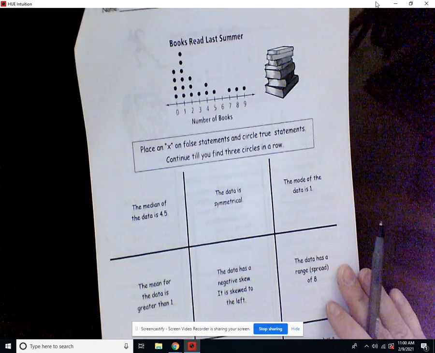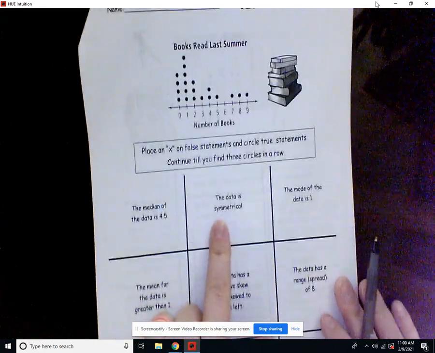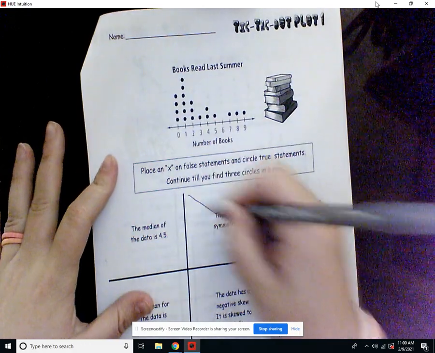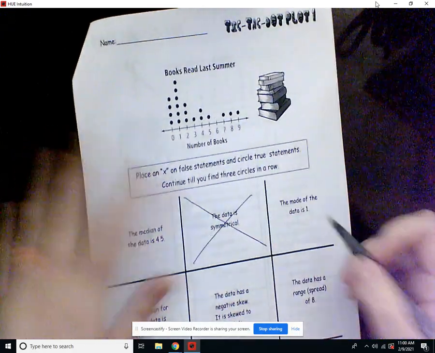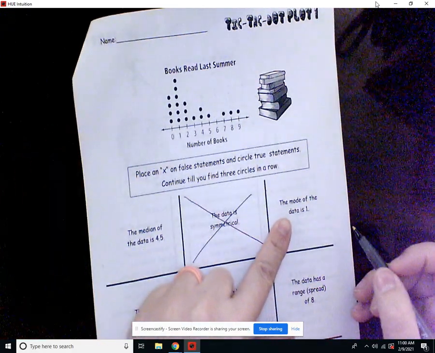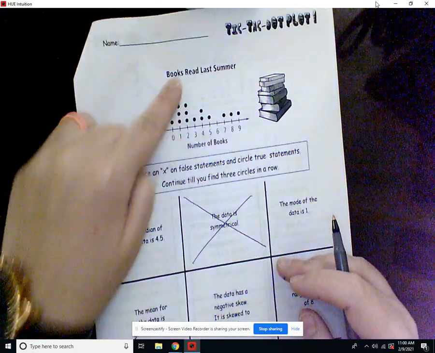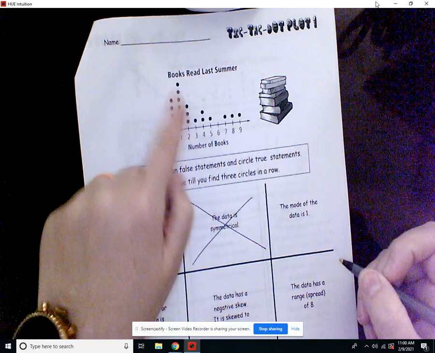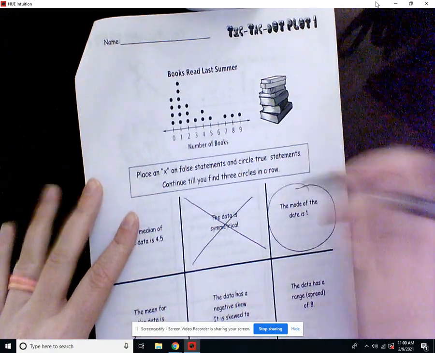So I'm going to start with some easy ones first. So is the data symmetrical? Remember, that's where if you cut it in half, it's the same. That is false. The mode of the data is 1. Remember, mode is the most, and this one does have the most dots. Remember, it's not the biggest number, but it's one that has the most dots that are present. So we're going to put a circle.